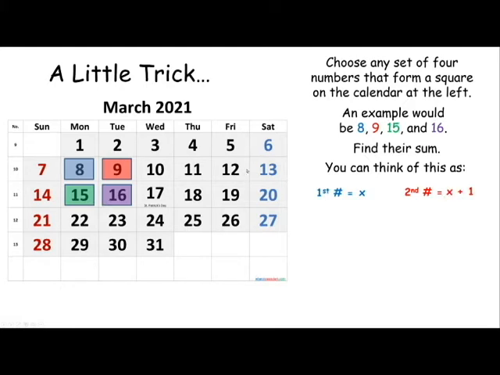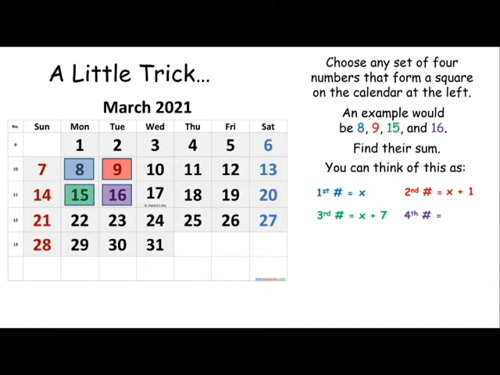If you had picked 12, 13, 19, 20, and 12 had been your first number, 13 would have been x plus 1. If you'd done 18, 19, 25, 26, 18 plus 1 would give you 19. The second number is always going to be 1 bigger. Can you give me an expression using x that would give you the 15? If x is 8, 15 is 7 larger. And in fact, no matter which number you pick, the number beneath it is always going to be 7 larger because it's 1 week later.